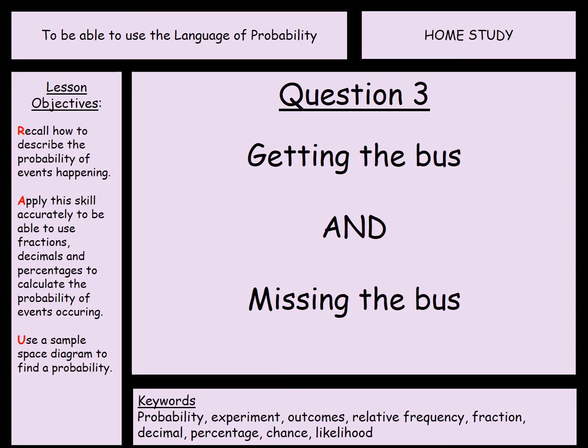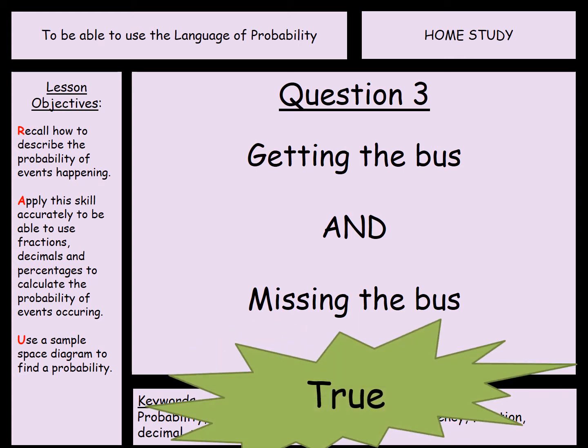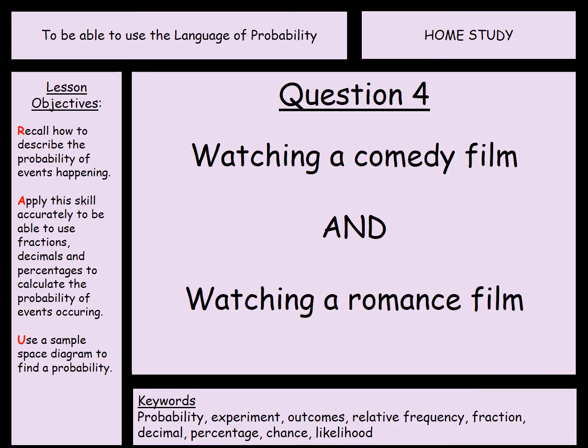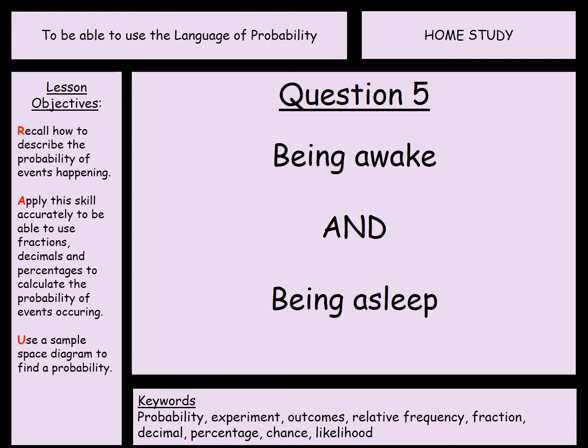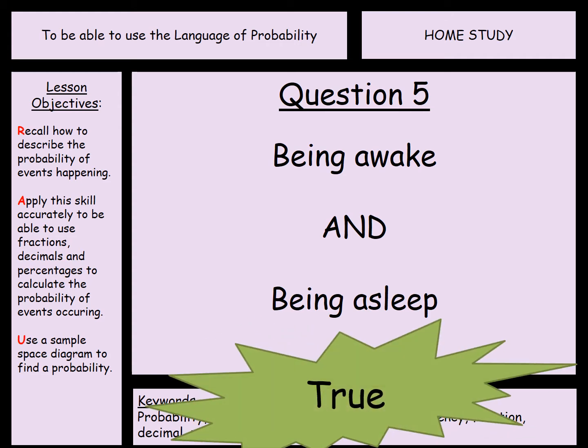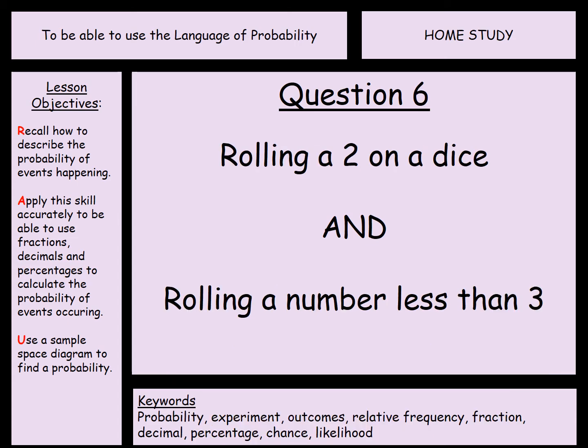Getting the bus and missing the bus is true. They are mutually exclusive. They cannot happen at the same time. Watching a comedy film and watching a romance film, false, because you can watch a film that is both funny and also romantic. Being awake and being asleep is true. They are mutually exclusive. You cannot both be awake and asleep.